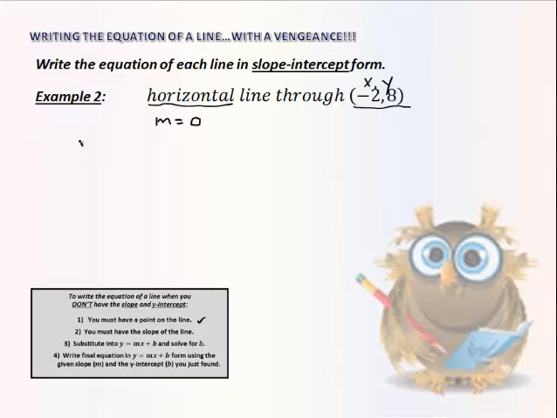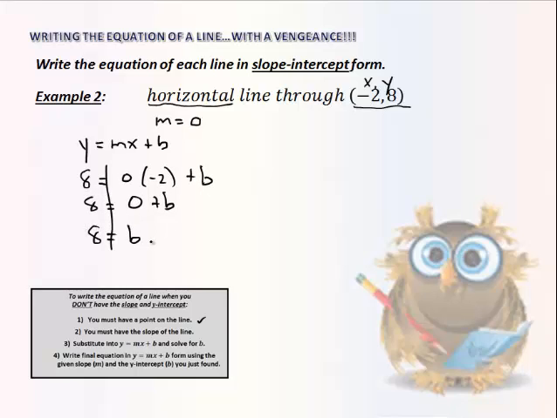Okay? So when I plug that into y equals mx plus b, I'm going to put 0 in for m, my negative 2 in for x, and my 8 for y. So it's going to be 8 equals 0 times my negative 2 plus b, and I'll solve for b. Well, 0 times negative 2 is just 0, and 0 plus b is just b. So b is 8. So I have my m and my b, and I'm going to plug those into my equation. So y equals 0x plus 8.